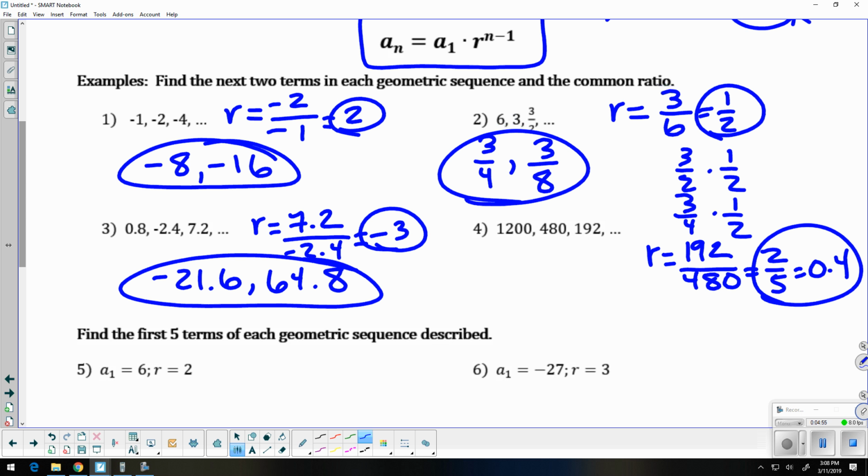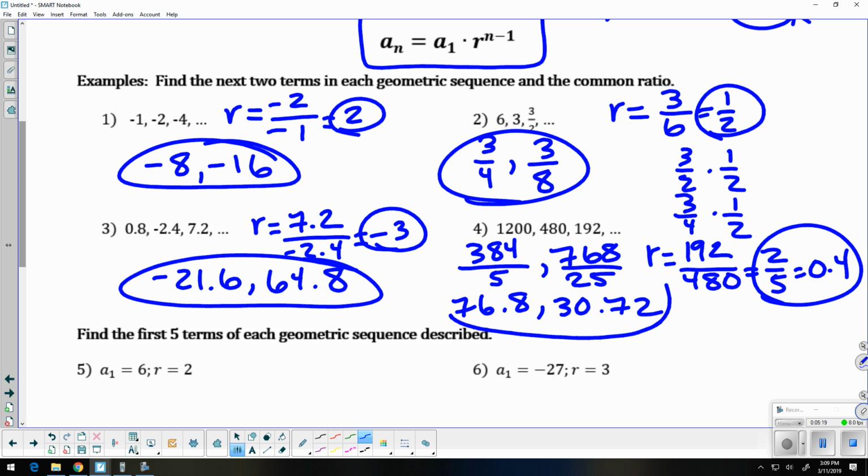But now you want to keep multiplying by 2/5 or 0.4. So if you're doing the fraction, the next one would be 384 over 5. And the next one after that would be 768 over 25. But the decimals, so the equivalent decimals would be 76.8, and the next one would be 30.72. So depending again how your teachers want your answers, fractions or decimals.